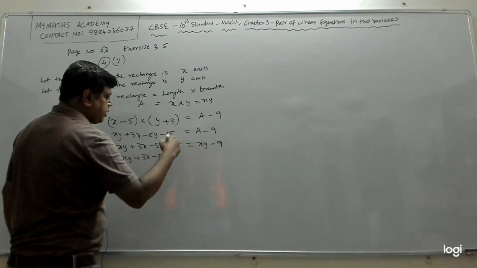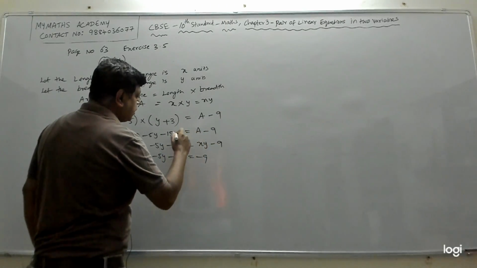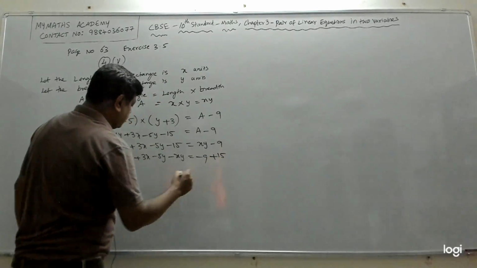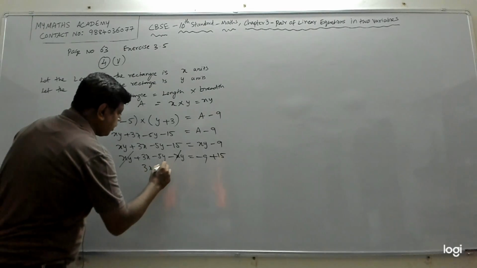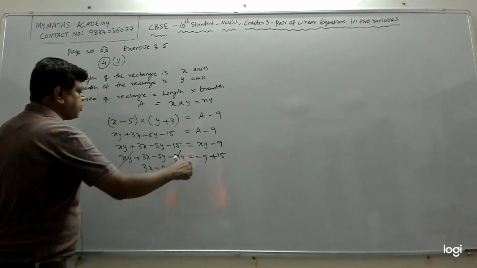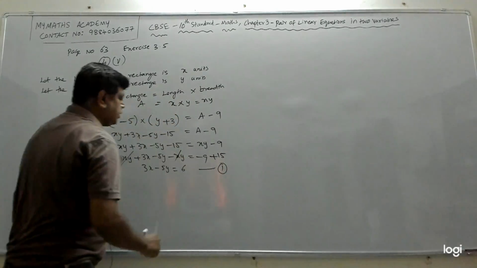I'm bringing this xy here, it will become minus xy equal to minus 9. Minus 15 goes this side, it will become plus 15. So xy and minus xy get cancelled. You get 3x minus 5y equal to 6, that is 15 minus 9. So this is your first equation. This is one equation that we have got.